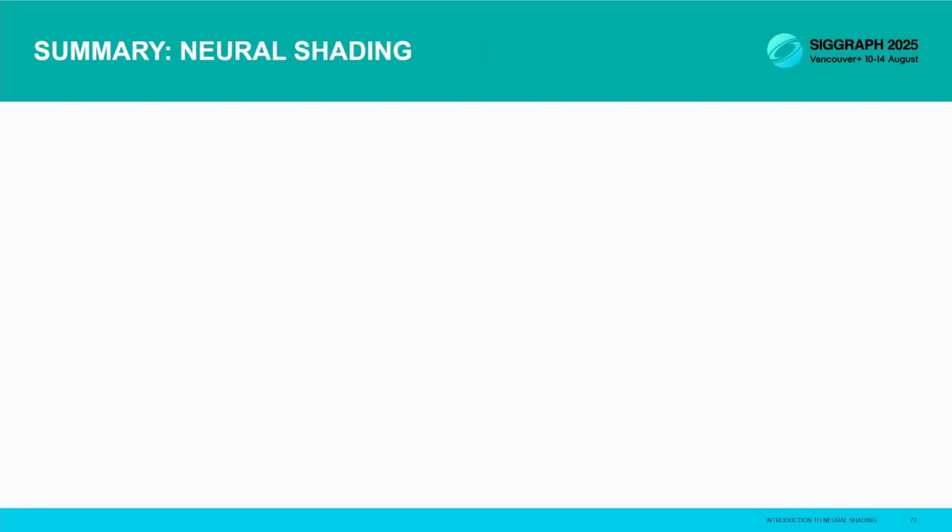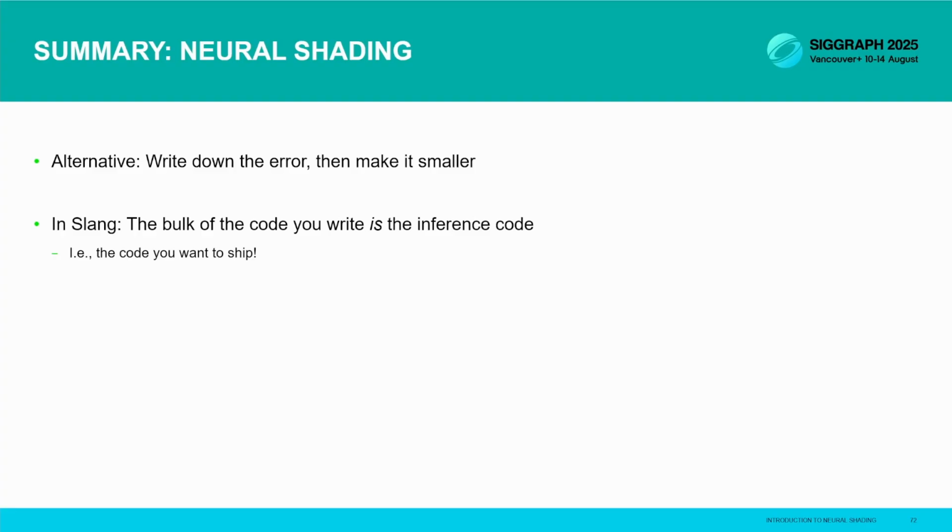The alternative solution that you saw Chris and I explain was to first find a way to measure the error between what you would like to happen and what actually happens, and then you make that error smaller by adjusting the current textures that you have in an optimization loop. The most important thing here is that the bulk of the code that you write for this is just the code for doing inference, the code that does the rendering of the material in exactly the same way as you would when you actually go to use it, say in your game.